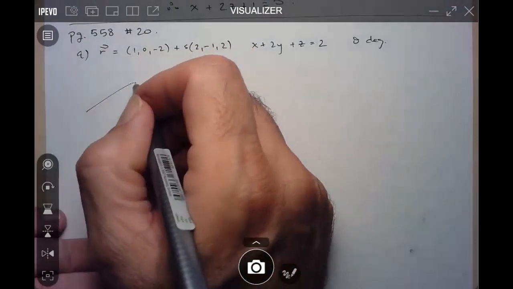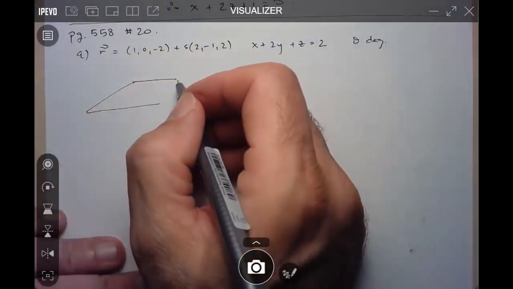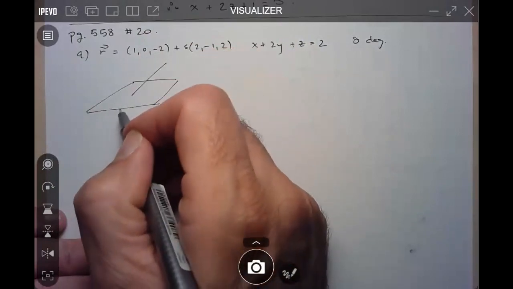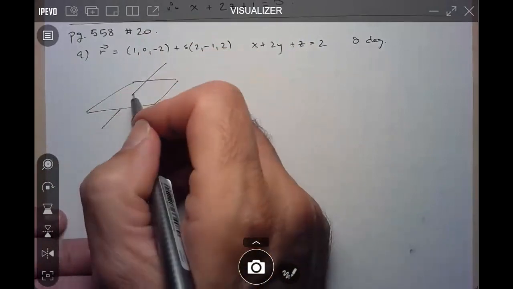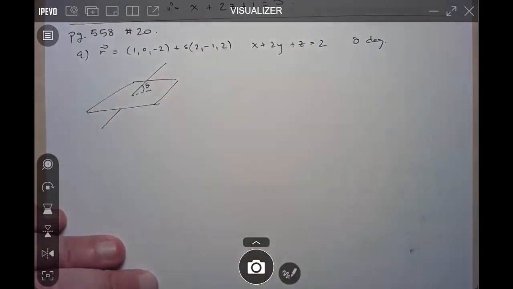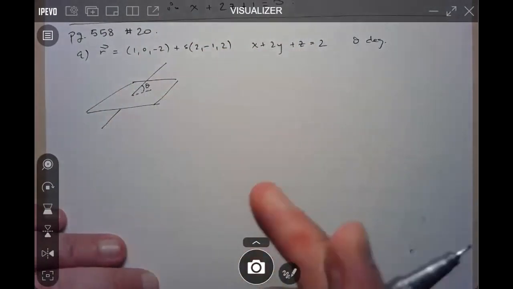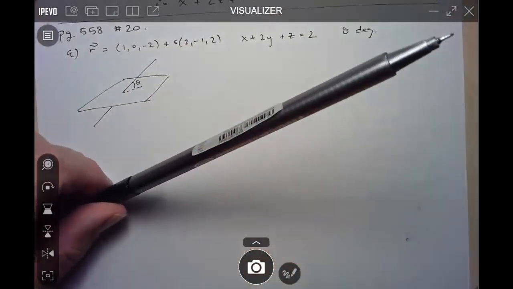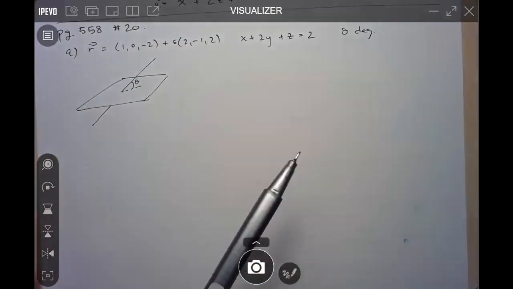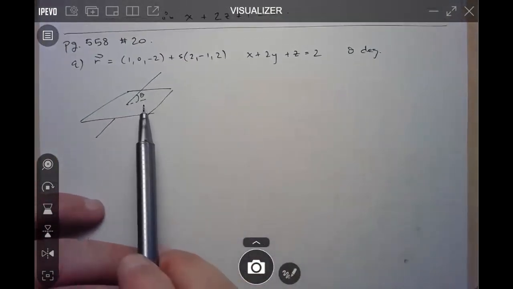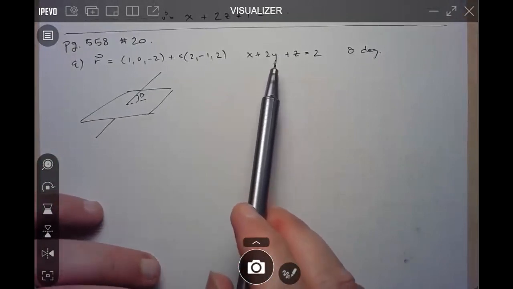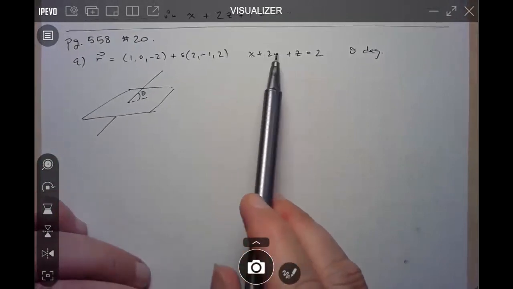Okay, so I've got my plane, and I've got this line that intersects it. Here, what I want to do is find the angle between the line and the plane. So imagine this is my line and my plane. I want to determine this angle here. But of course, anytime you're working with the Cartesian equation of a plane, you presumably want to incorporate the normal.